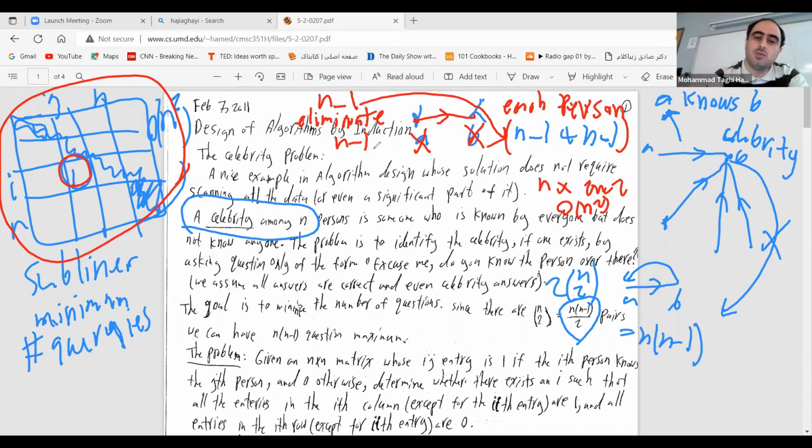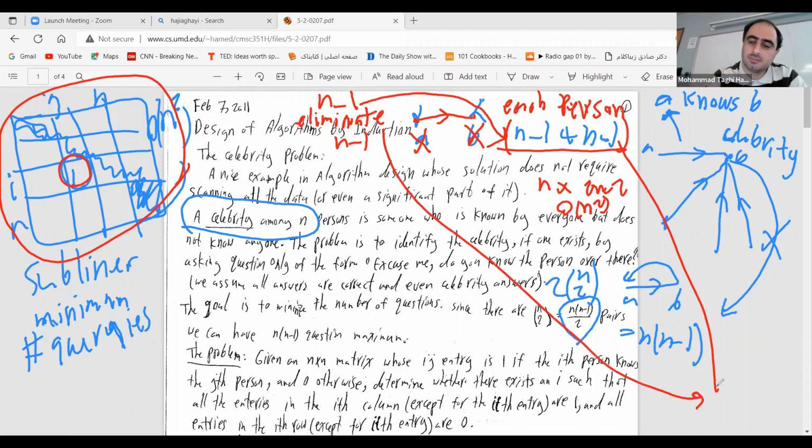So the total would be, I need n minus 1 to eliminate, to reach only one candidate. And then I need to check, this was essentially the time to check whether a person is a celebrity or not. So the total of these things together becomes 3n minus 3. Good. Now, can we do a little bit more efficient than that?